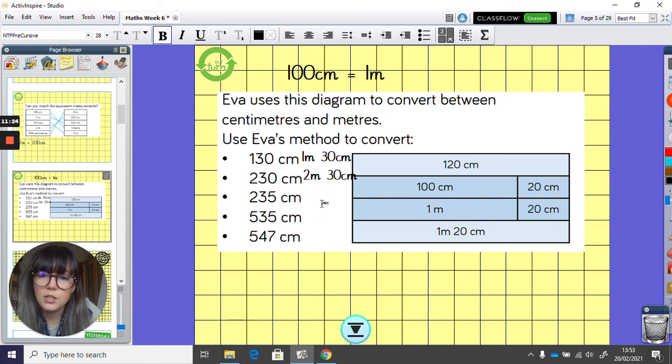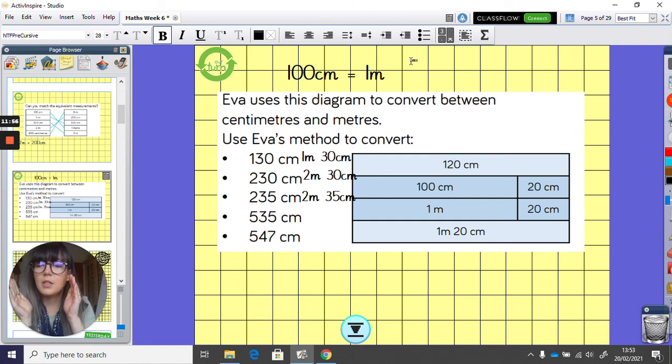The next one is 235 centimetres, but that can still be just split up in the same way. It can be split up 200 centimetres and 35 centimetres, okay? So that will be 2 metres and 35 centimetres. Now, we've got to a bigger number, but actually it's no trickier than the ones before it, okay? If you know that 100 centimetres equals 1 metre.